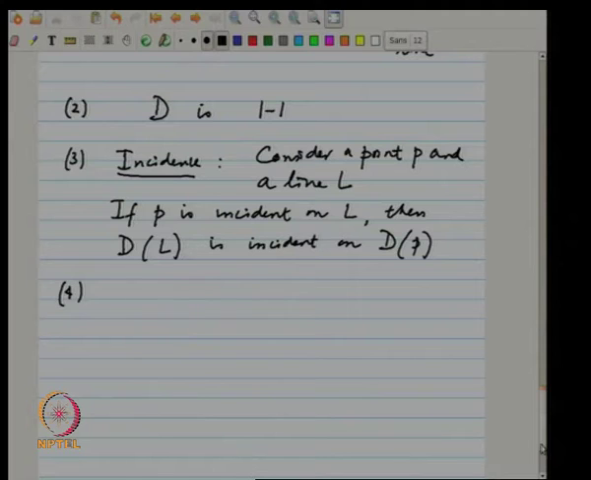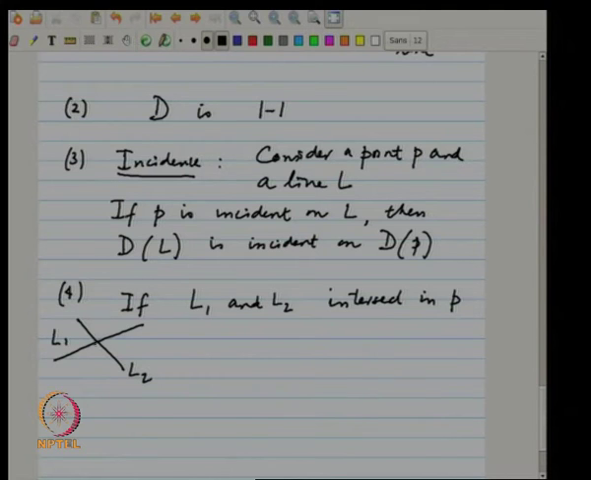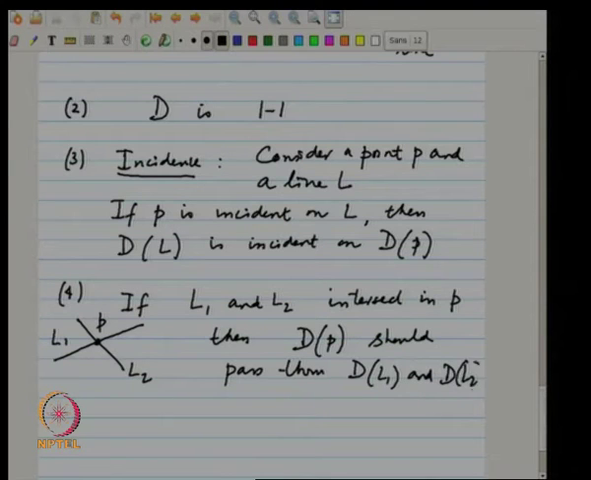This kind of implies the following: if L1 and L2, so L's are lines and P's are points, if two lines L1 and L2 intersect in P, then d of P, which is a line, can you complete it? Yeah, it should pass through d of L1 and d of L2.